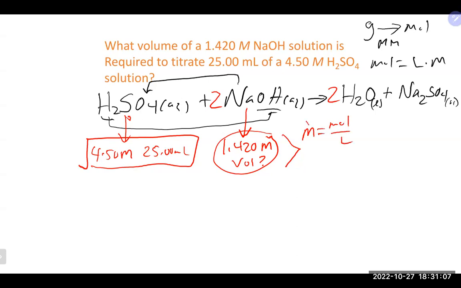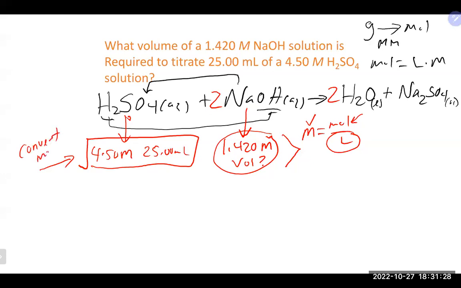So we have the molarity. We are looking for the volume. So the one thing that we're missing is the moles for the sodium hydroxide to allow us to do that. And that is where the stoichiometry part comes in. So we're just going to do our normal stuff here, which is the second step, convert to moles.